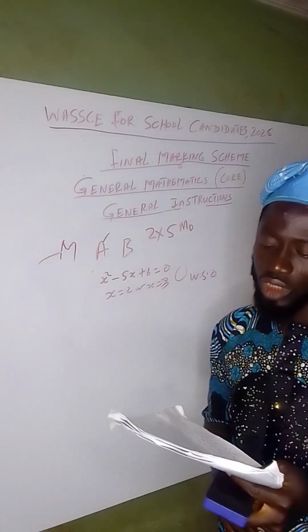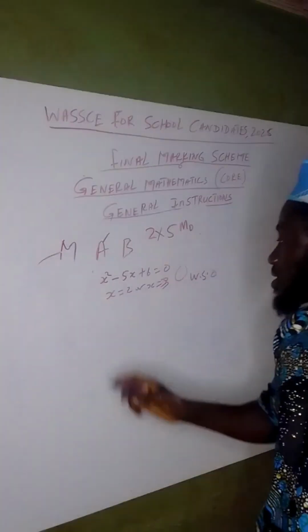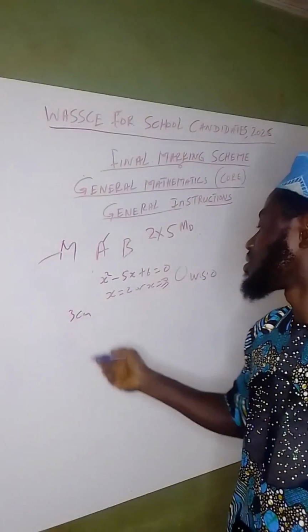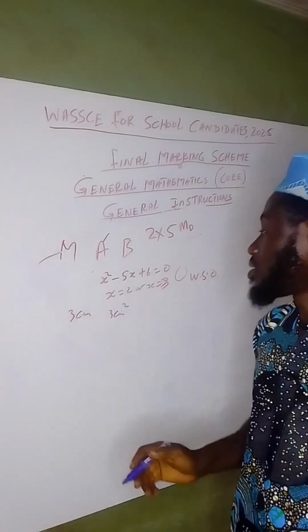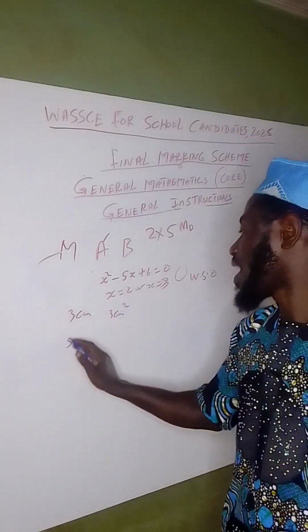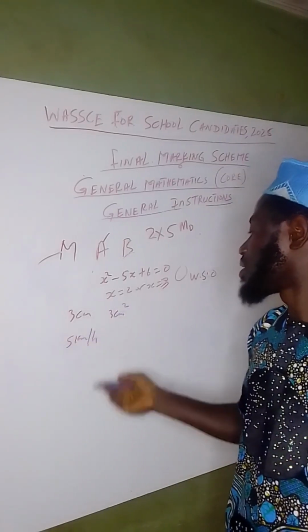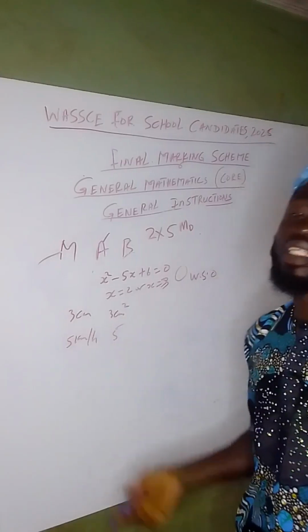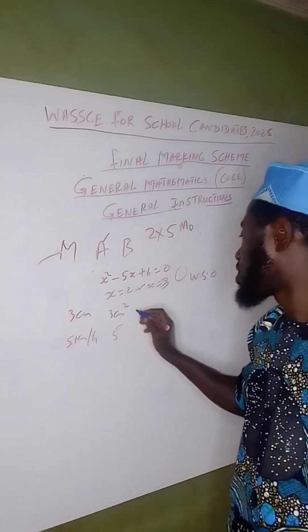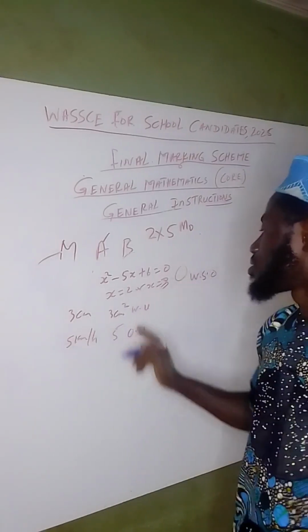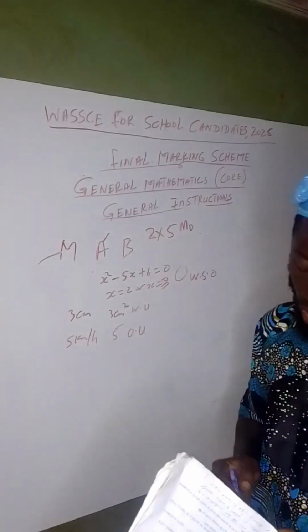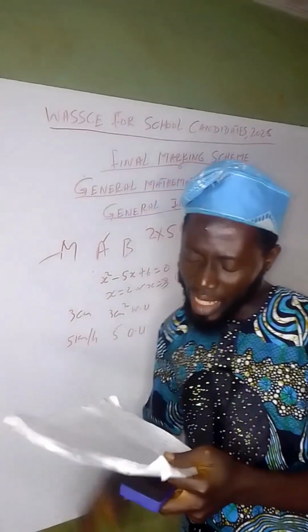Omission of unit. If the answer is 3 centimeter square and you write it without the unit, it is -1. Or the answer is 5 kilometer per hour, but you write 5 without any unit, it is -1. This is omission of unit, and it is -1.